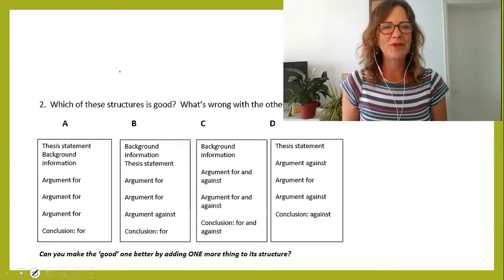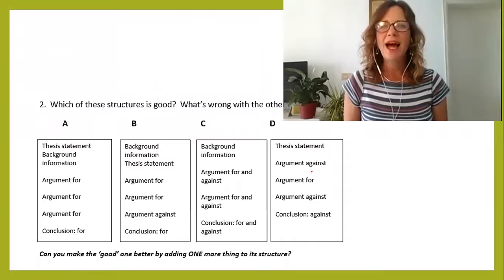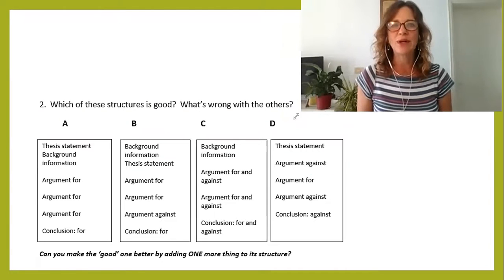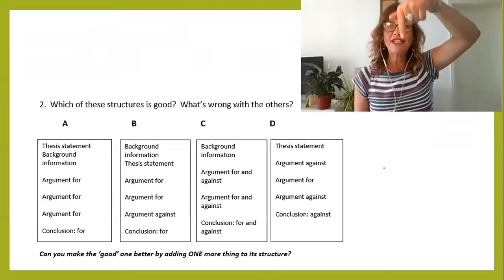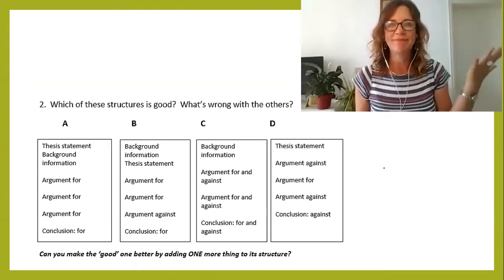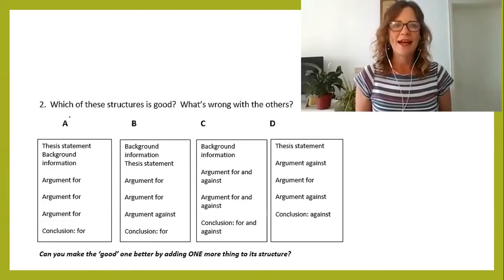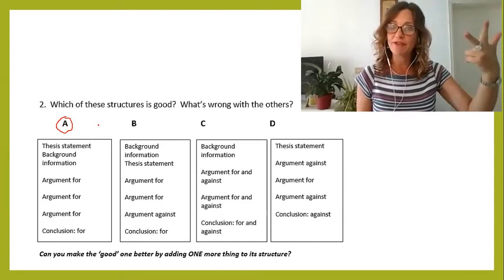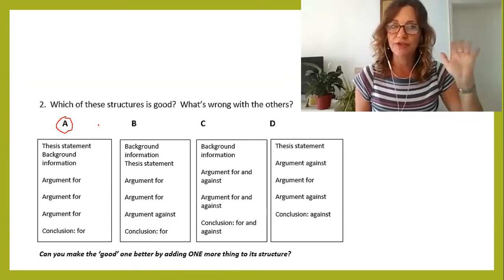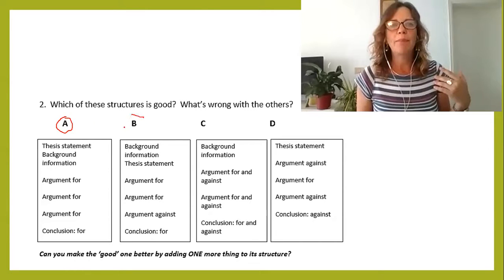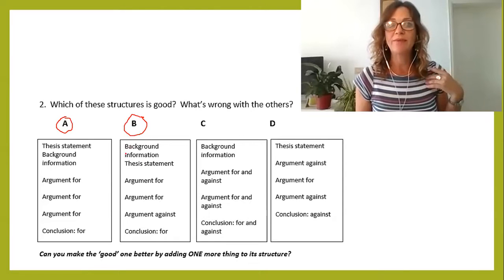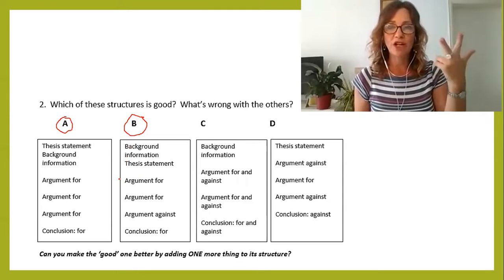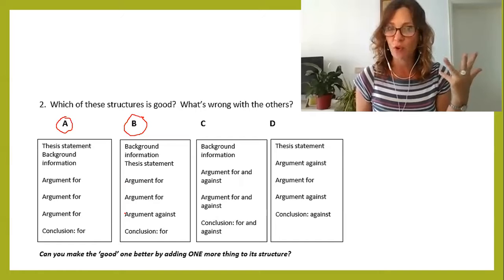So let's go on to a few more questions with you. Let me just have a look at these ones. Which of these structures is good and what's wrong with the other ones? Have a look, have a read through. A, you've got thesis statement, background information, argument for, argument for, argument for, and conclusion for. B, the same introduction, but you've got argument, background information and then your thesis statement. You've got your argument for, arguments against, and a conclusion, which is for.